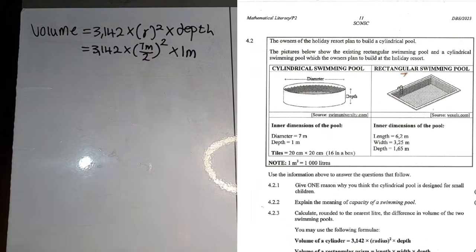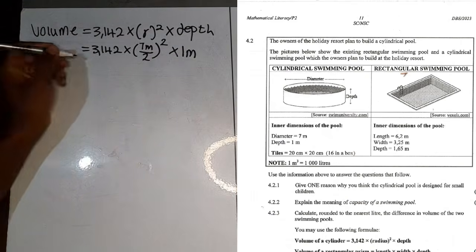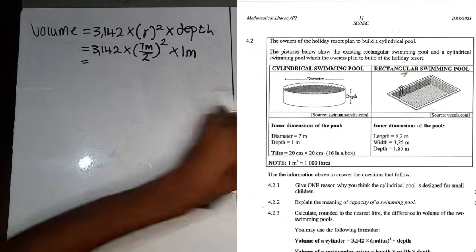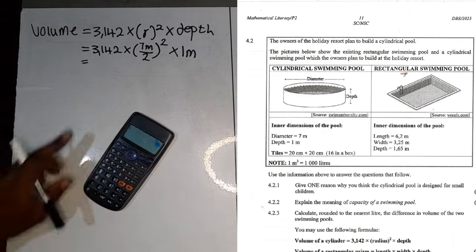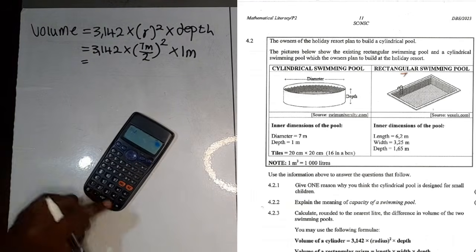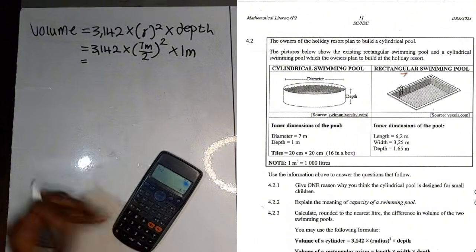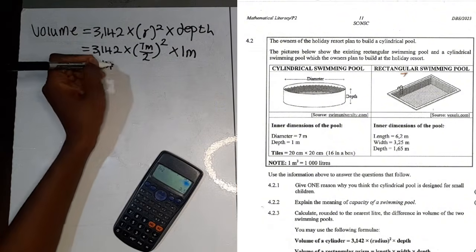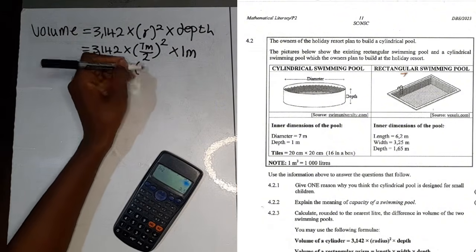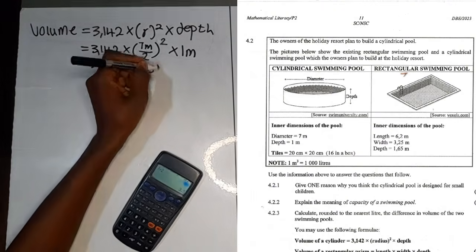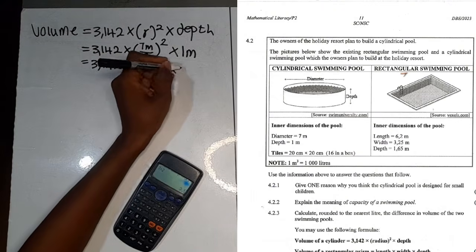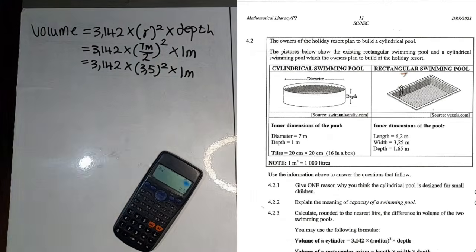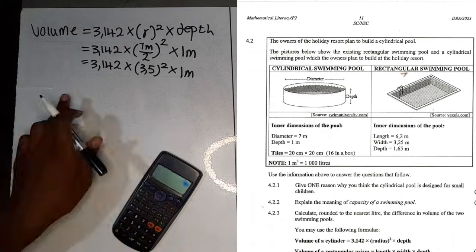So now we have substituted our formula, right? So let's work with the brackets first before we do the whole calculation. We're going to say 7 divided by 2. We are now determining the radius. So that means that our radius is 3.5. So we're going to say 3.142 multiplied by 3.5 squared multiplied by 1 meter. Okay, so now we have simplified our equation, and we can now get the answer. So we're going to hit the whole thing on the calculator.